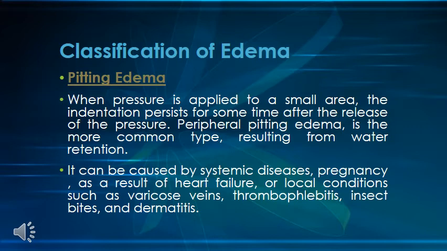Then it can be caused by systemic diseases, pregnancy, as a result of heart failure, or local conditions such as varicose veins, thrombophlebitis, insect bite, and dermatitis. Mostly pitting edema occurs due to systemic disease. There are a few causes of it, and we will discuss the general causes of edema in our later slide. These are actually an overview of causes of pitting edema. So from this you have to keep in mind systemic diseases; commonly, pitting edema occurs due to systemic diseases.